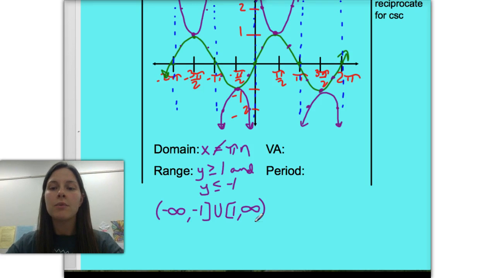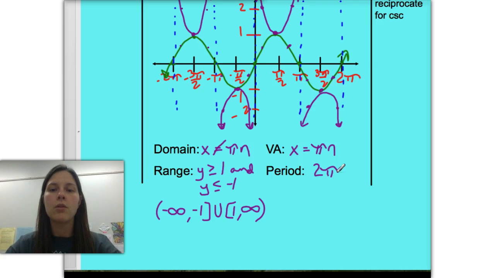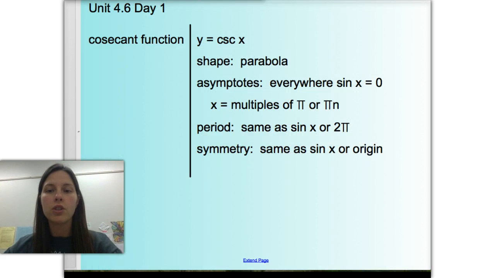For the vertical asymptotes, it's very similar to the domain. All of those vertical asymptotes occur at multiples of pi. And then the period of the function, if you look for one parabola opening up and one parabola opening down, the period of the function is still 2 pi. You can't look at just a parabola opening up or just a parabola opening down. All this information is organized for you on your vocab sheet as well.